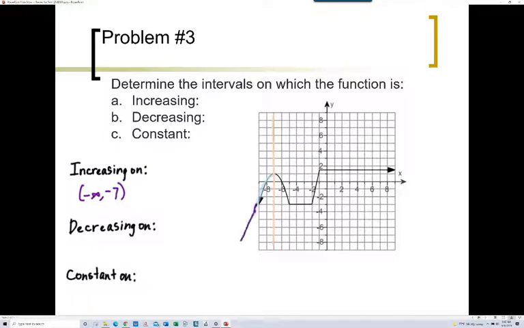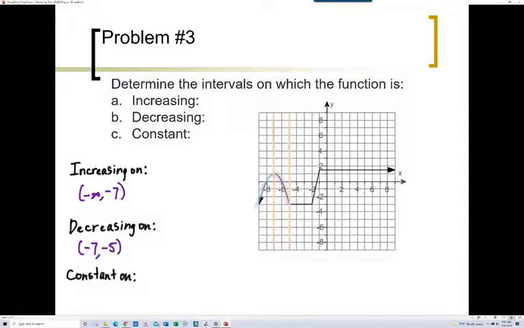Remember, this graph continues forever left and forever down, but the key is it's going forever left. So when x goes from negative infinity until you get to -7, this graph is increasing. Now, in this little stretch, it's decreasing. That's when x goes from -7 to -5. So we'll put that there.